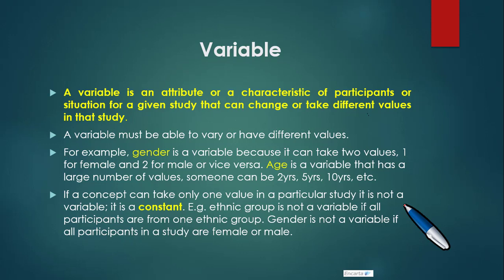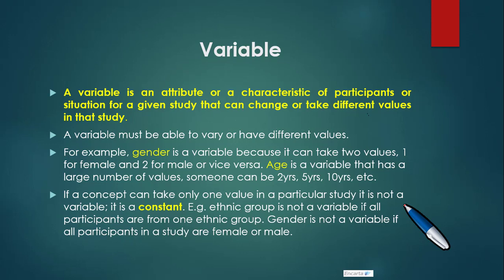For example, ethnic group is not a variable if all the participants in a study are from one ethnic group, let's say Igbos, or Hausa, or Yoruba. Then, gender also is not a variable if all the participants in a study are female or male.